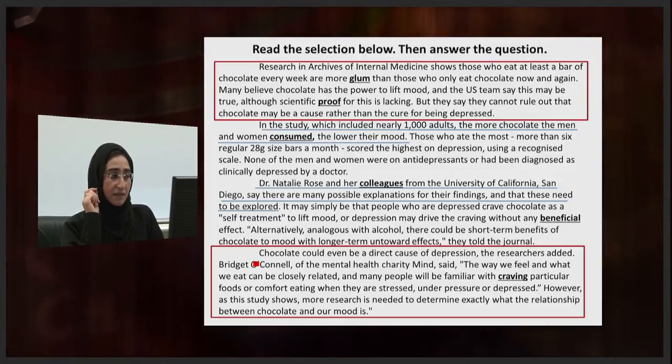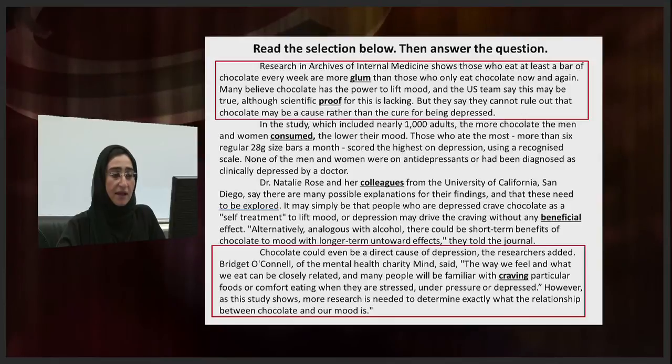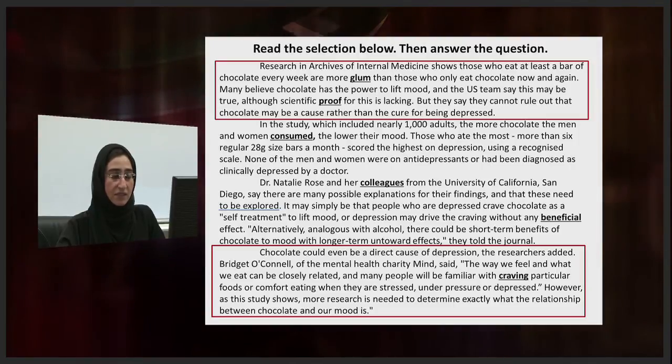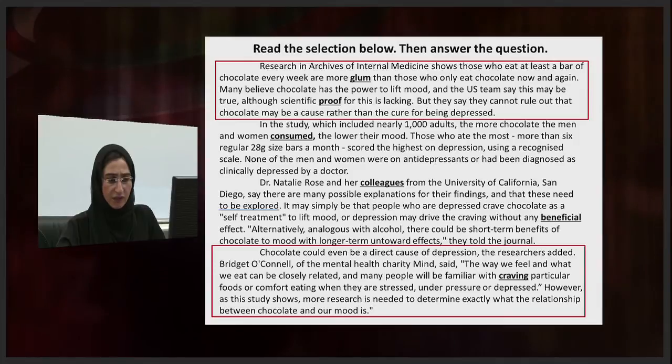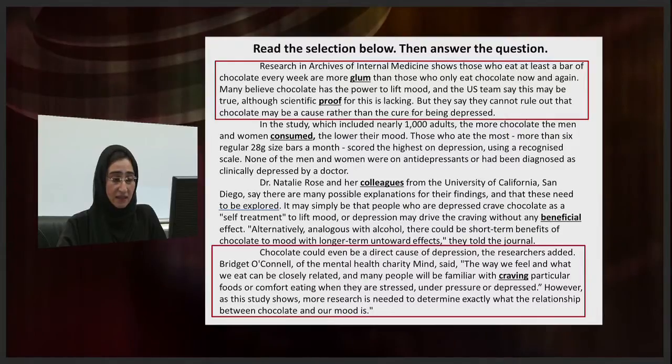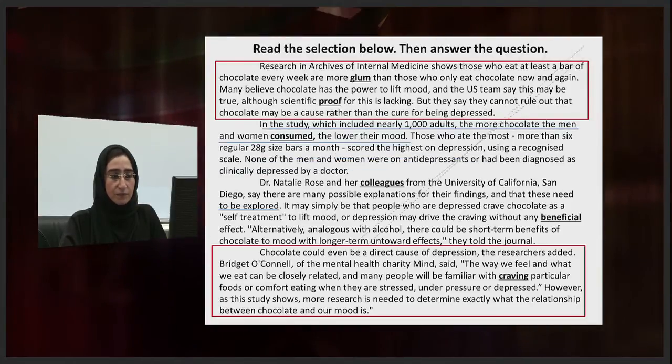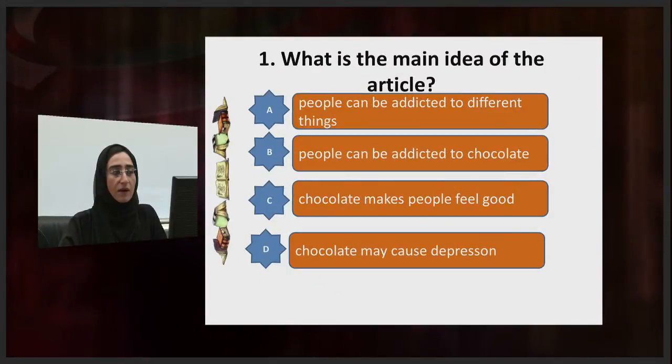The researchers added. Bridget O'Connell of the mental health charity MEND said the way we feel and what we eat can be closely related, and many people will be familiar with craving particular food or comfort eating when they are stressed, under pressure, or depressed. However, as this study shows, more research is needed to determine exactly what the relationship between chocolate and our mood is. From that, we get a clue to get our right answer.